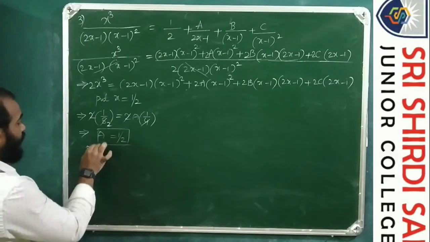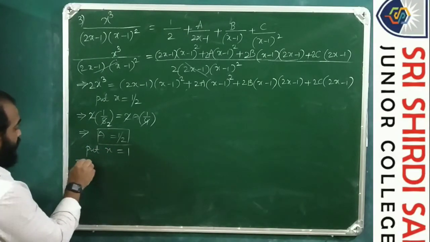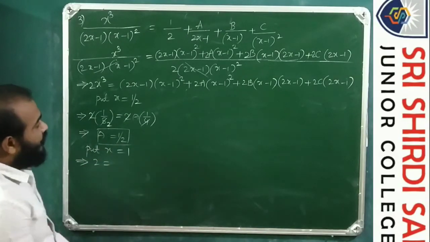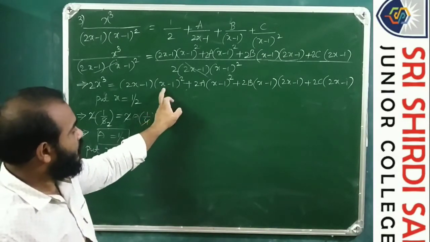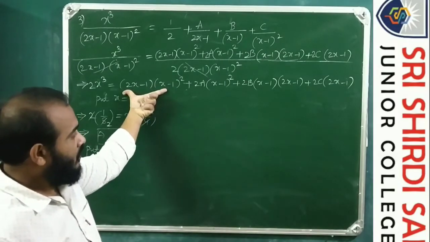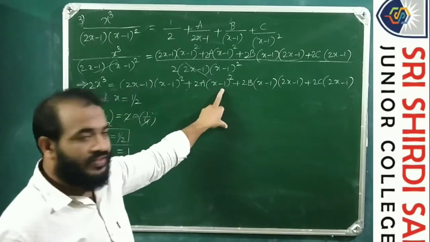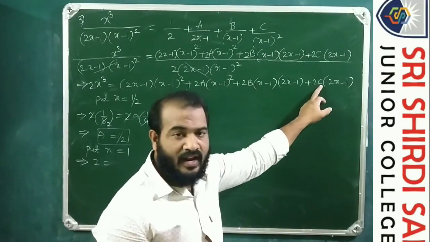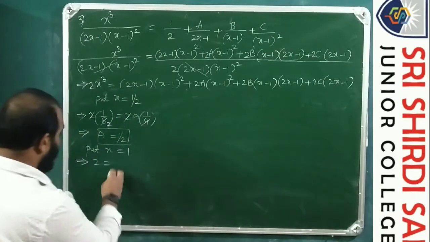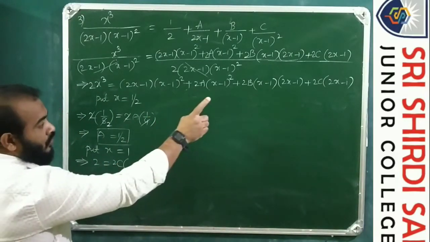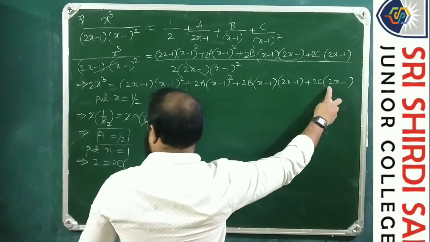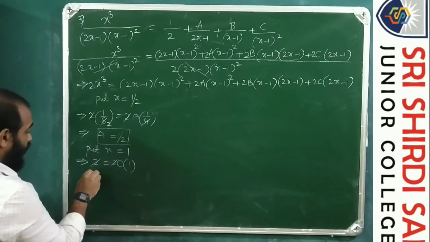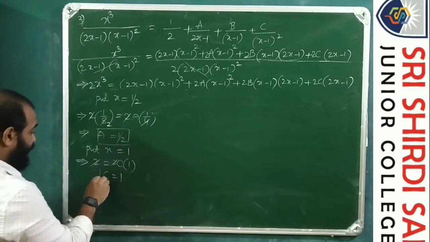Now put x is equals to 1. Substitute here. 2 into 1 cube is 2. So 1 if you substitute here, 1 minus 1 whole square, 0 square into this 0. So 1 minus 1 0. This is also 1 minus 1 0. So we are left with the last term only. So 2c into 2 into 1. 2 minus 1 is 1. So 2 gets cancelled. Therefore c is equals to 1.